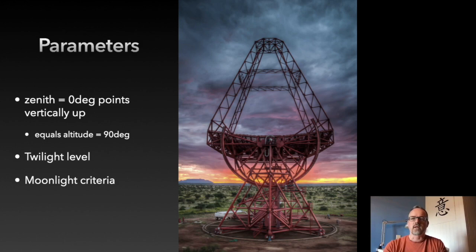The main parameters driving the visibility of an astrophysical source at a given location on the Earth are the zenith angle, where the definition is that 0° means pointing vertically up. And this, of course, is equal to an altitude above the horizon of 90 degrees. So zenith angle and altitude are interchangeable just by doing 90 degrees minus the other. The other parameters defining the observability of a source are the twilight level and the moonlight level. Both of them are influencing mainly the quality of your data.